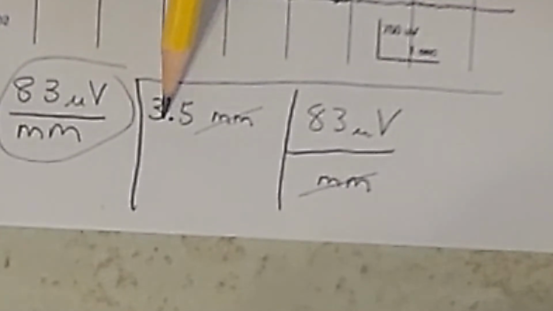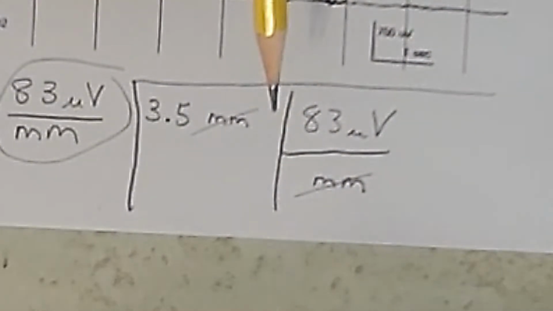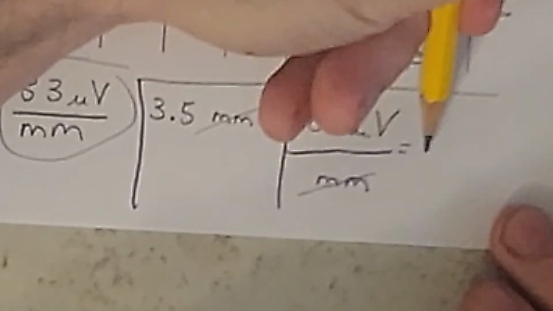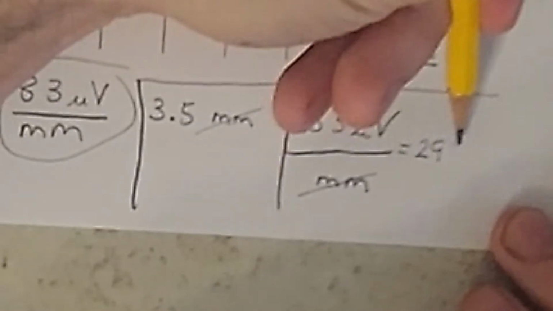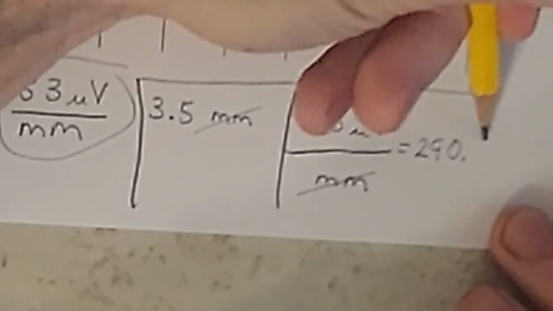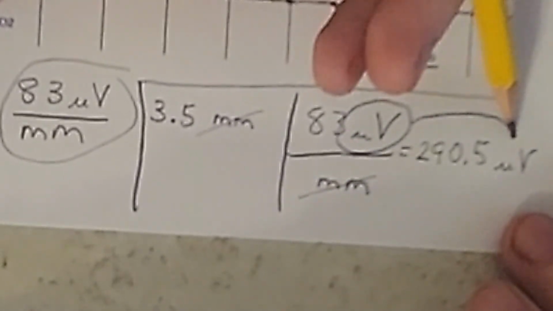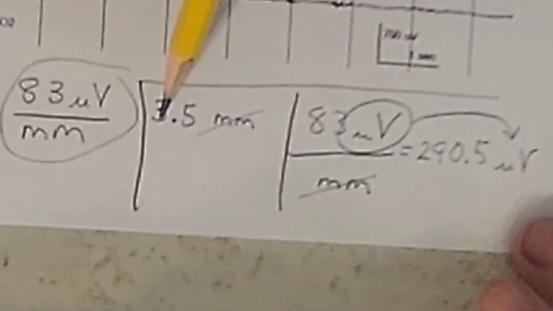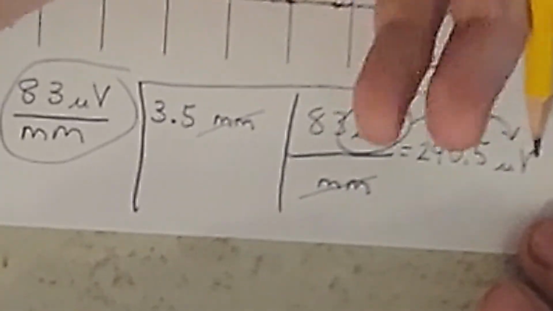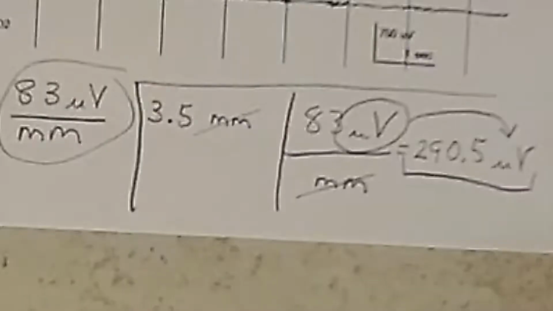And then we simply multiply 3.5 times 83. And we get a value of 290.5 microvolts. So this unit was not canceled, so it carries over. And once we multiplied 3.5 by 83, we came up with this right here.